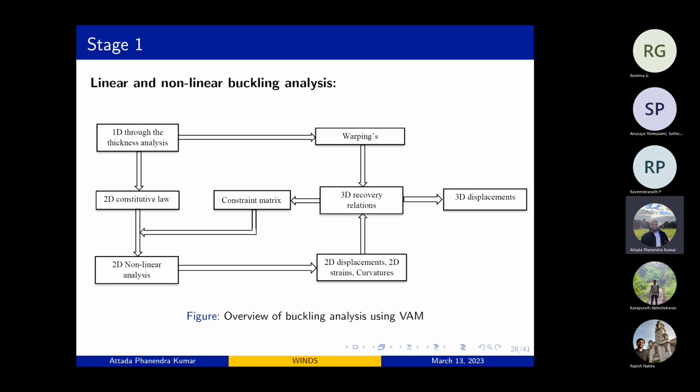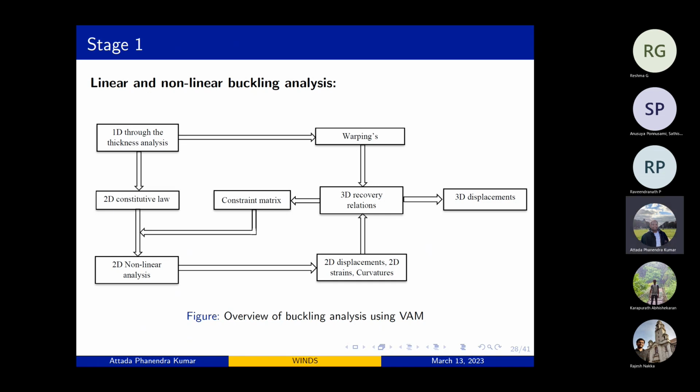So in the VAM, for the plate analysis, we will divide it into through-the-thickness analysis and 2D nonlinear analysis. In the through-the-thickness analysis, we will be obtaining warpings. Warpings are the main unknowns for us. So those are the warpings which we will obtain from the through-the-thickness analysis. And we will also obtain the 2D constitutive law from it. These are the two outputs which we'll be getting from the through-the-thickness analysis of VAM.